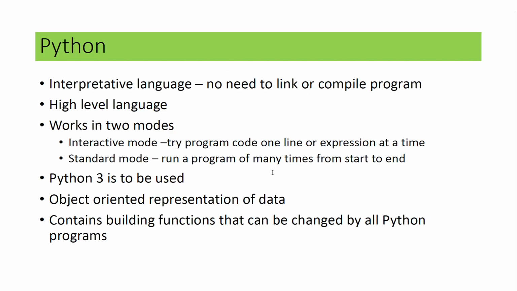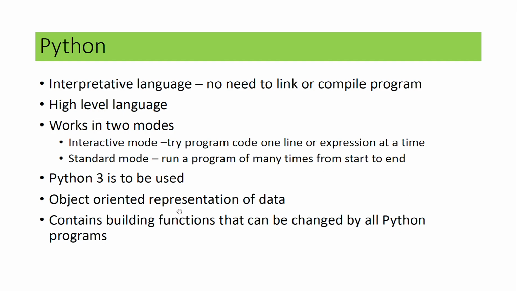So Python is an interpreted language. You don't need to link or compile the program. It's a high-level language that works in two modes. Interactive mode is to type the code in one line or one expression at a time. Standard mode is to run a program many times from start to end. That is basically Python. Python 3 is to be used.